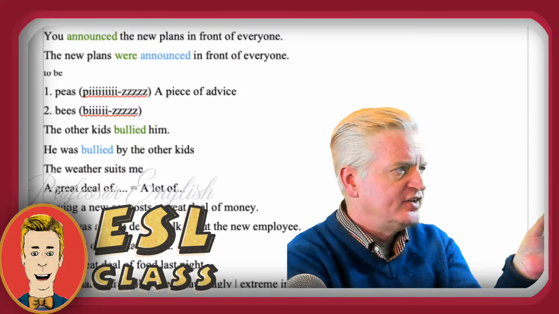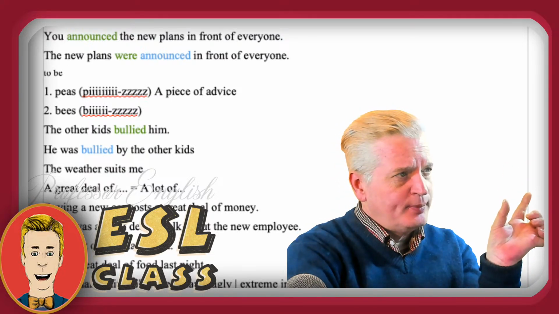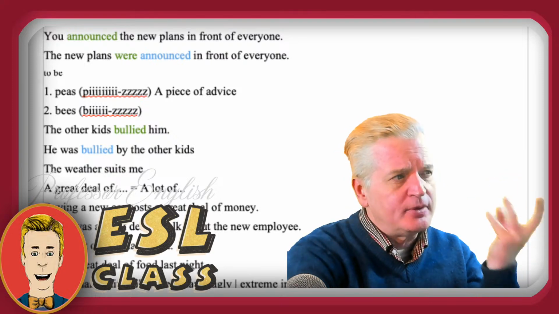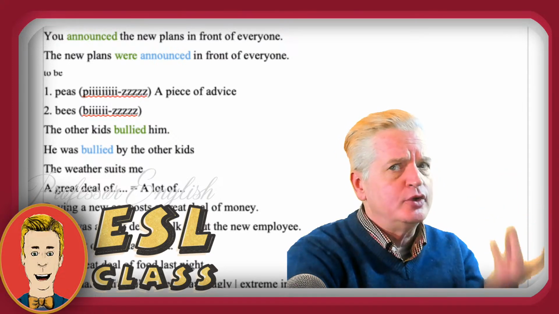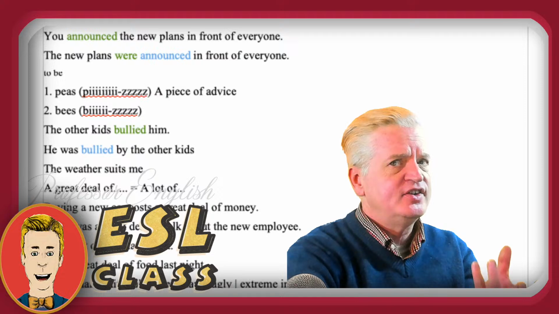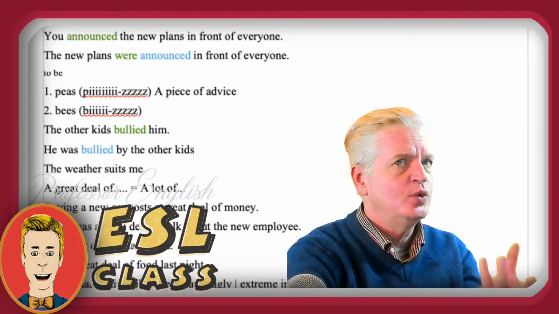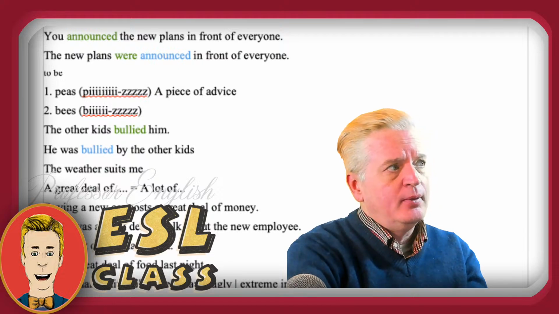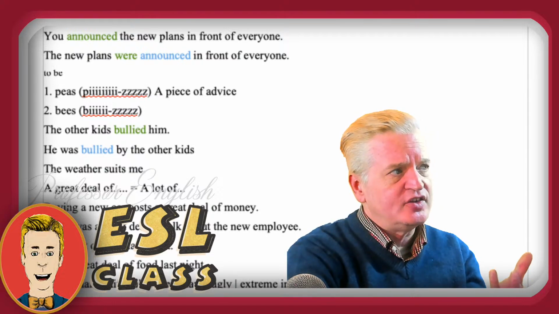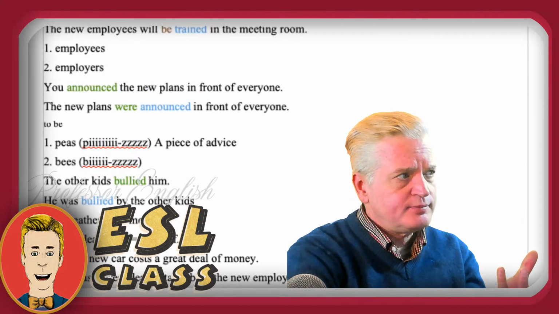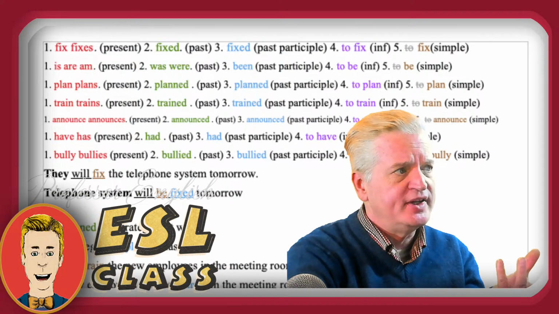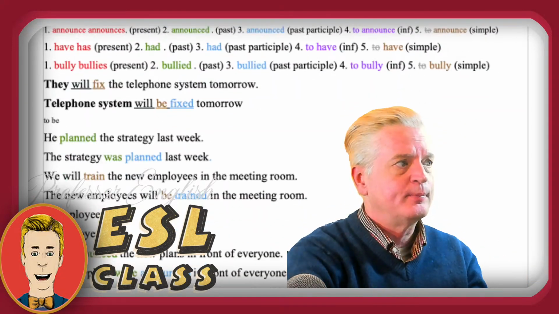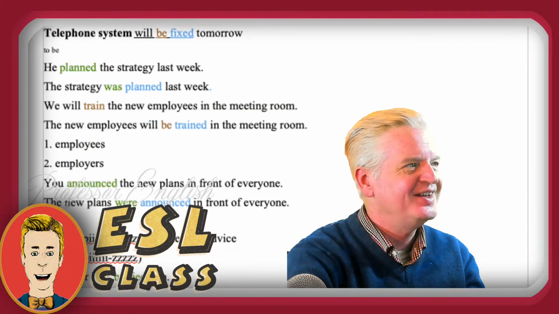The new plans. Now, if we want to change this to passive voice, you always take the principal verb and you change it to blue. Okay? What is the principal verb in the sentence, you announced the new plans? It's announced. And in the original sentence, it's green. And we have to change it to blue. What is the blue form of announced? It's announced again. Okay, so that's pretty easy.